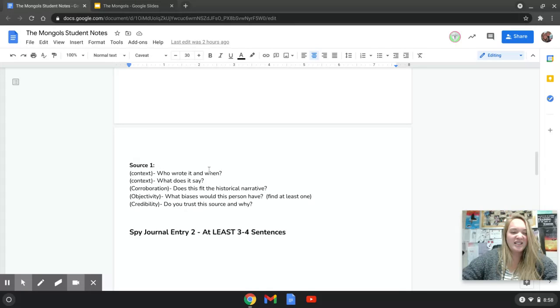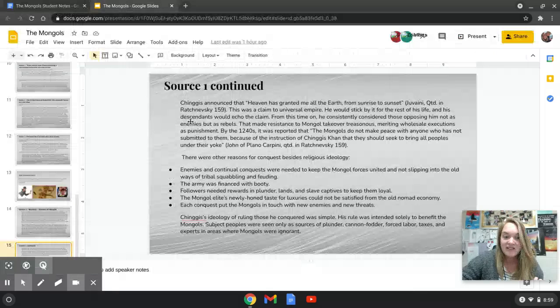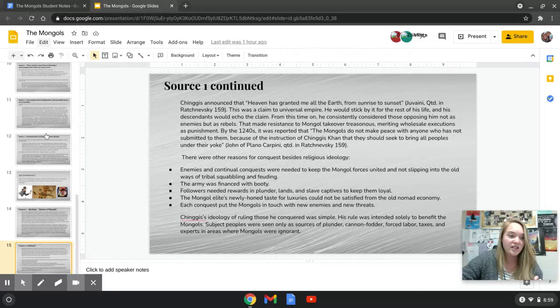Again, you're going to put who wrote it and when. Then corroboration: does it fit the historical narrative? Does it seem like it is in the right place? Is it similar to the other things that you know? That's what's important about corroboration. If you don't understand what these mean, then you need to look them up. So corroborate, is it the same or is it different? Is source number 2 giving different information than you read up here in these sources, or is it pretty much the same?